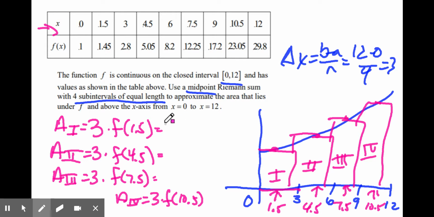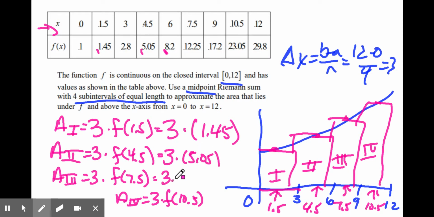And then you would take the numbers from the chart. So it would be 3 times 1.45. These decimals kind of look like decimals. They're not. They're just typos. I don't know what they are actually, but they're not decimals. The next one is 3 times 5.05, and then you do 3 times 12.25. And finally, 3 times 23.05. Add them all together, and that gives you the approximate area.